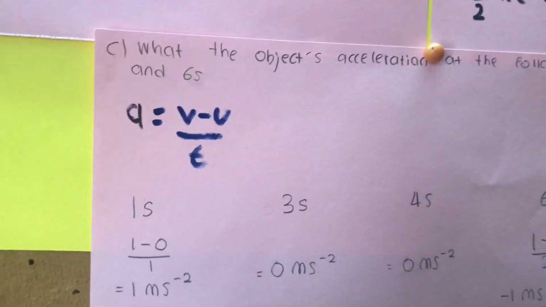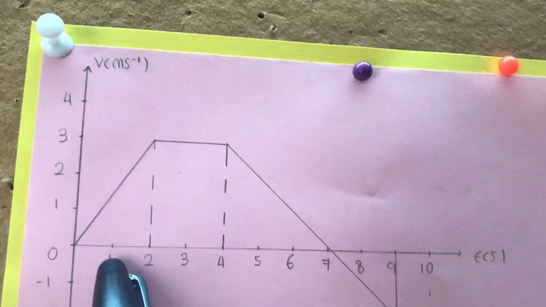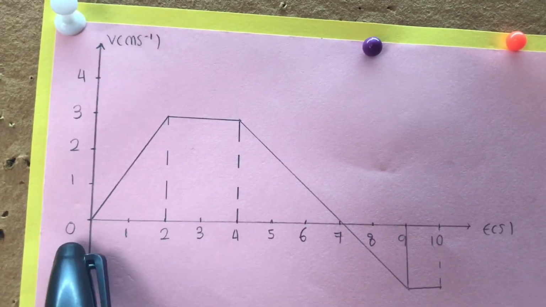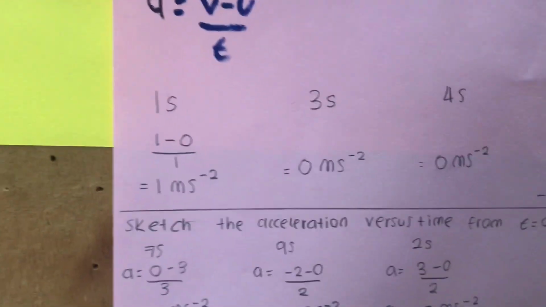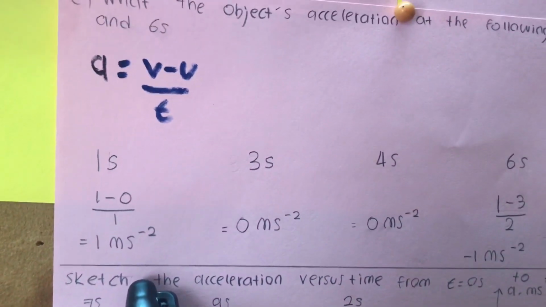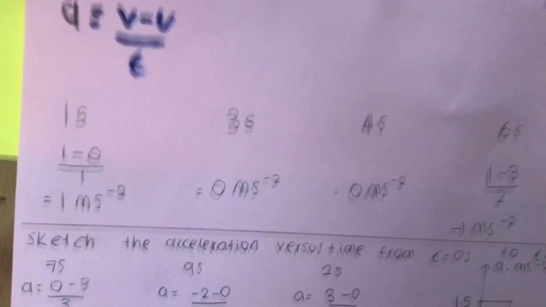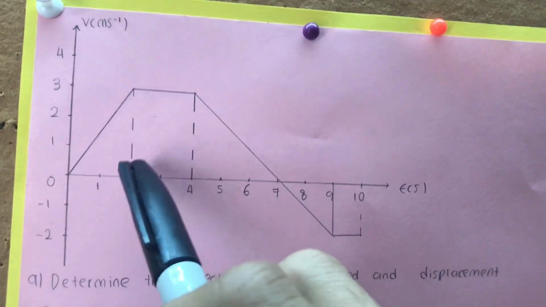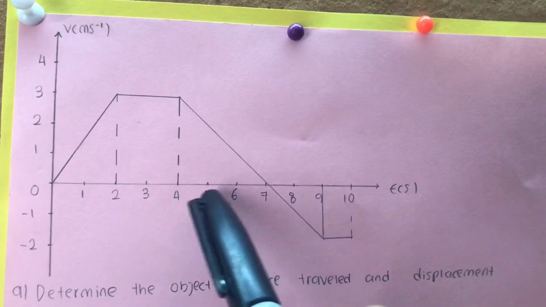So for 1 second, the final velocity is 1 and the initial velocity is 0, and the time is 1 second. So we get the answer 1 ms to the power of -2. And for 3 second and 4 second, why do we get 0? Because the velocity is constant, which means the object is at rest, or it doesn't move.